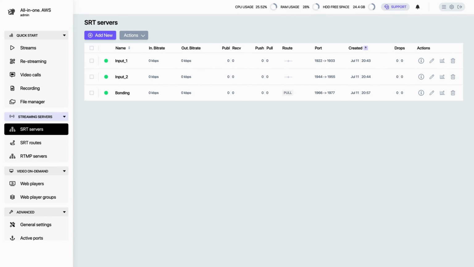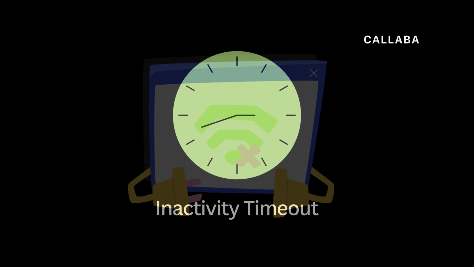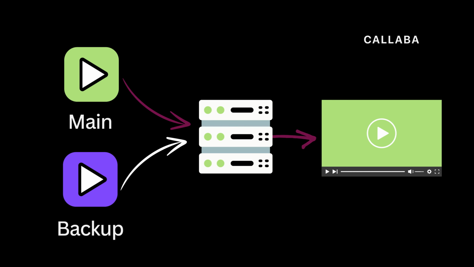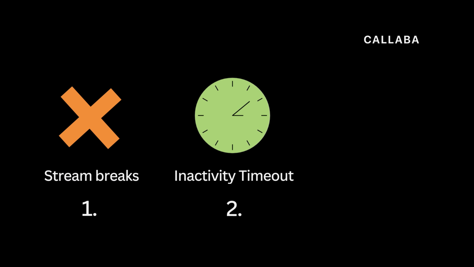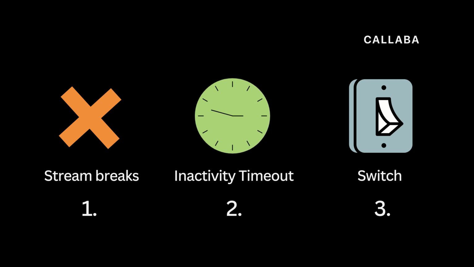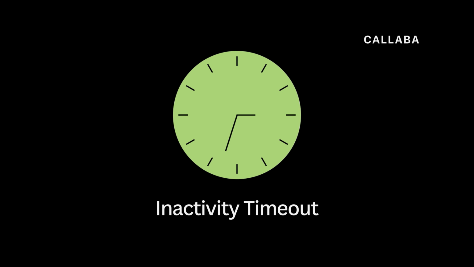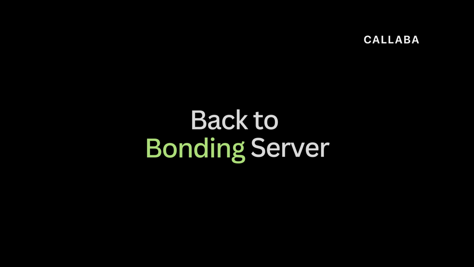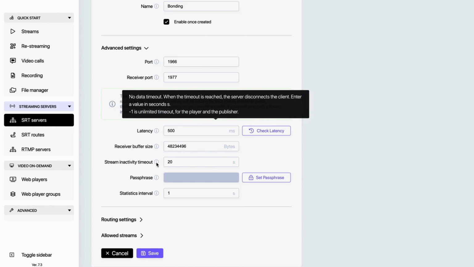Now let's talk about the life hack part. In Callaba, there is a special setting that defines the timeout the system will wait for the stream to continue before disconnecting. This also applies in the switching scenario. If the main stream fails, the system waits for the defined timeout before switching to the backup stream. By adjusting this setting, you can control how quickly the system switches to the backup stream when the main one stops. Let's go back to the Bonding SRT server we just created.